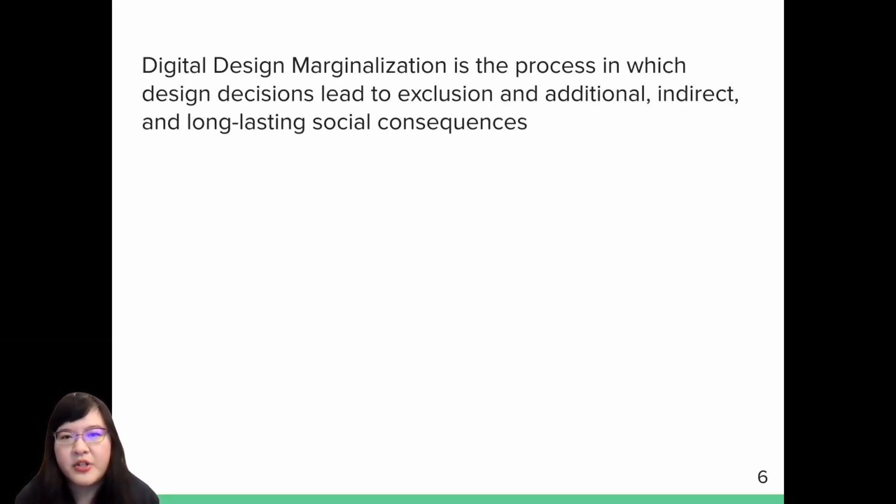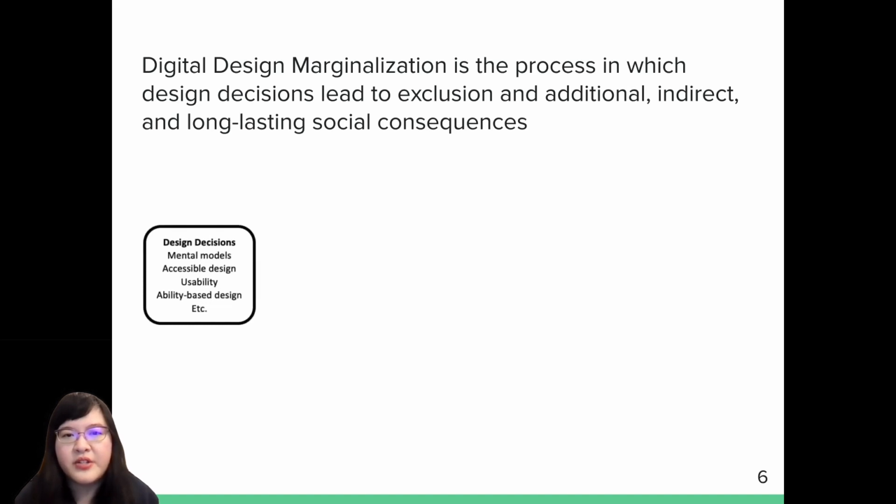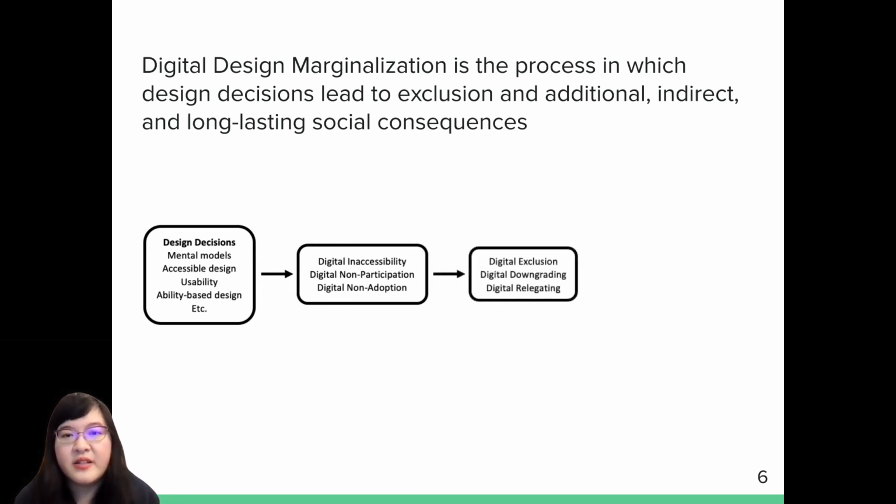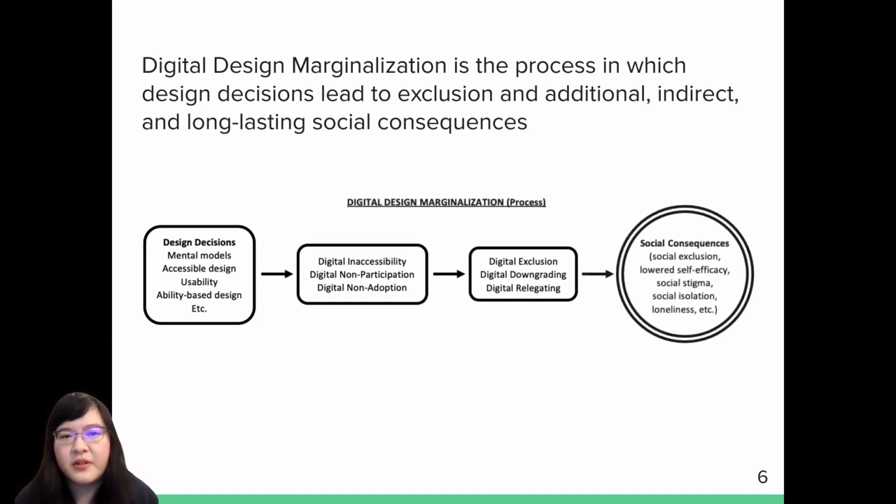The Digital Design Marginalization framework captures the processes and consequences of various design decisions, which include considerations about users' mental models, accessible design, usability, and approaches like ability-based design. These design decisions affect the user's ability and interest in accessing, participating in, and adopting a digital product or service. This leads to their access, participation, and adoption becoming insufficient, and as a result, there's a risk for these users to become digitally excluded and treated as inferior to others in society.